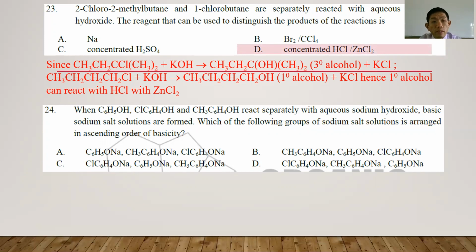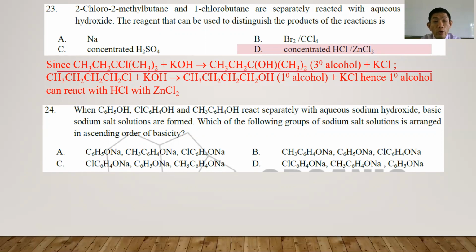Number 24, when C6H5OH phenol, and then you have ClC6H4OH, and then you have CH3C6H4OH, react separately with sodium hydroxide, basic sodium salt are formed. Which of the following group is arranged in the ascending order of basicity? So when you are now talking about basicity, you must be talking about which of the substance is the most acidic to the least acidic. Okay, so starting from in between these 3, the weakest acid will be methylphenol.